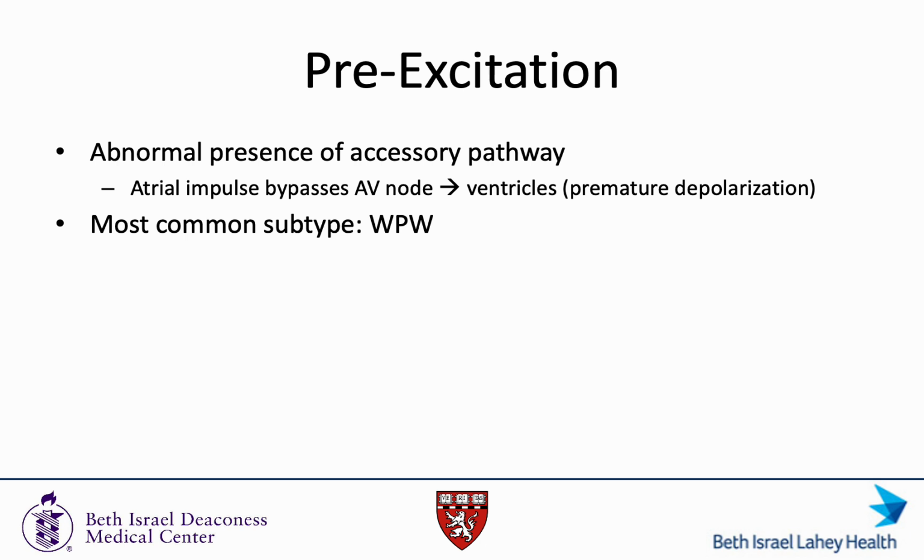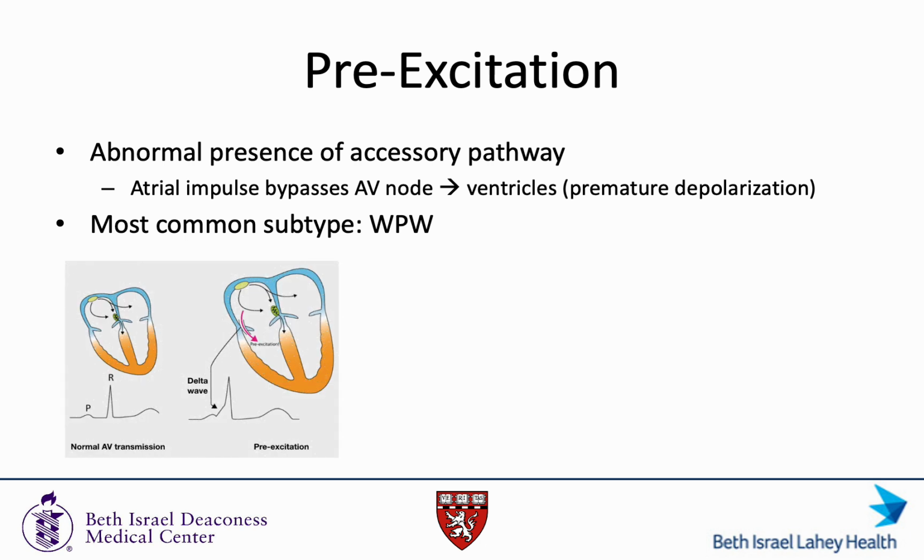Thank you, Dr. Buxton. There are several subtypes of pre-excitation, but we'll focus on the most common of which is Wolff-Parkinson-White, or WPW. The bottom left image shows both the normal expected conduction from the atria through the AV node to the ventricles, as well as abnormal conduction through an accessory pathway, shown with this red arrow. The accessory pathway in Wolff-Parkinson-White causes early depolarization of part of the ventricles, causing a sort of slurred upstroke of the QRS complex and effective shortening of the PR interval.